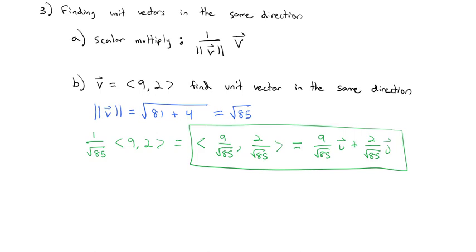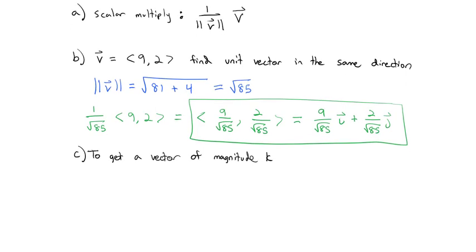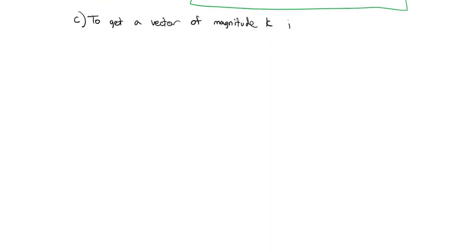One nice thing about knowing the unit vector is it makes it very easy to get a vector of any size in the same direction. To get a vector of magnitude k in the same direction, we not only take 1 over the magnitude of the vector times the vector, but we're also going to multiply by our desired magnitude of k.